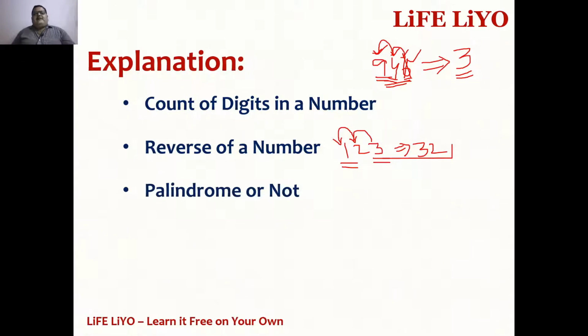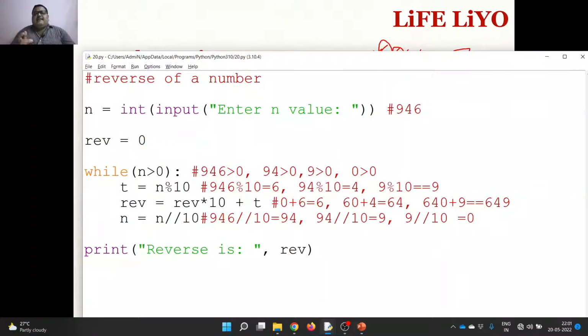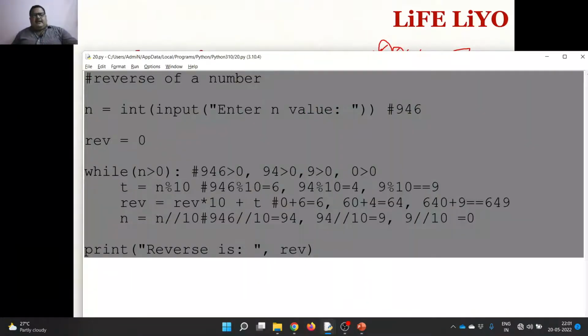Next, palindrome. What do you mean by palindrome? A palindrome means nothing but original number equal to the reverse of original. If you reverse any number and you get the original number, then it is called a palindrome number. For example, 121. If you reverse the 121, you are going to get the 121. At that time it is called a palindrome number. For checking whether a number is palindrome or not, first of all you have to reverse. So I am copying this one. Again I am taking another program.